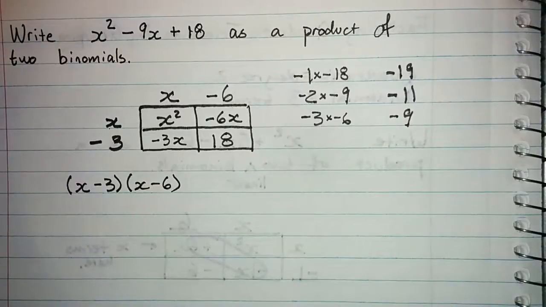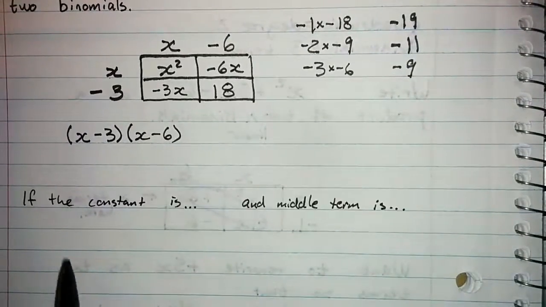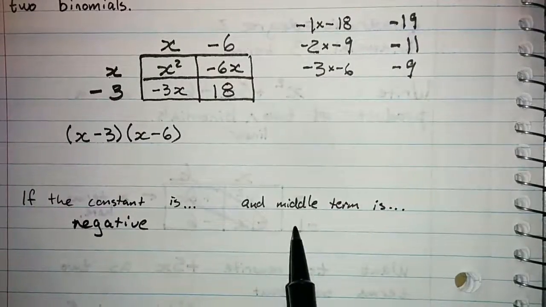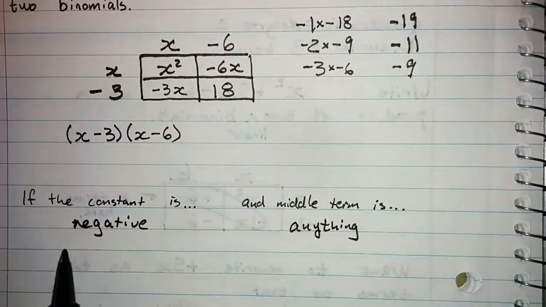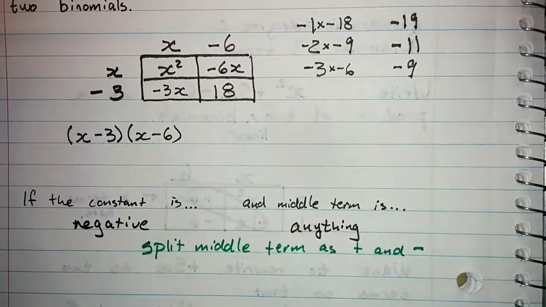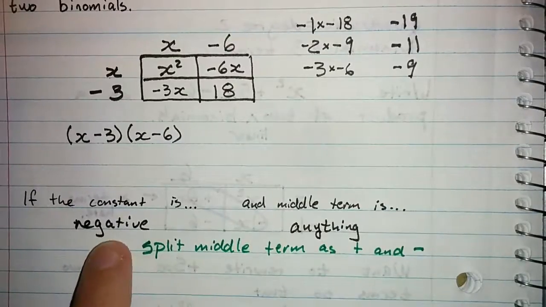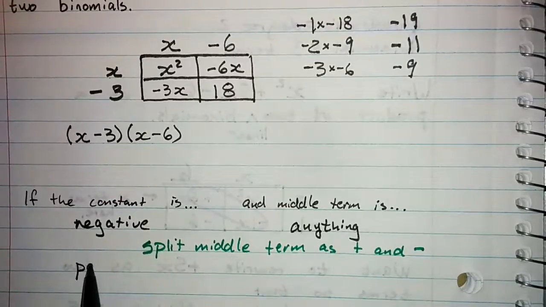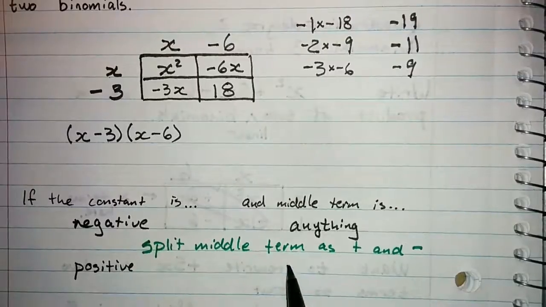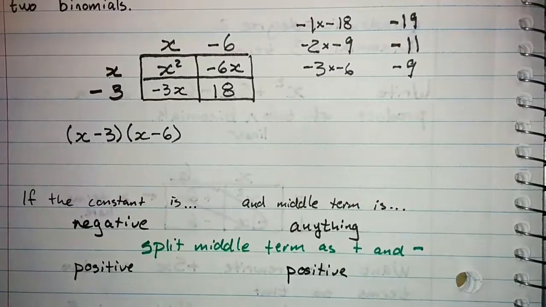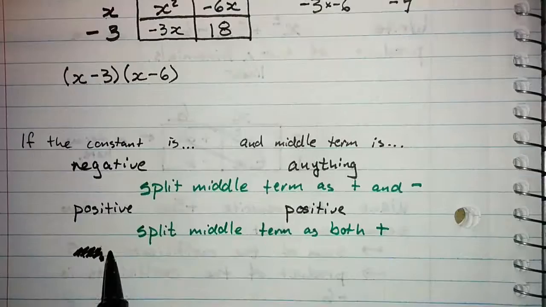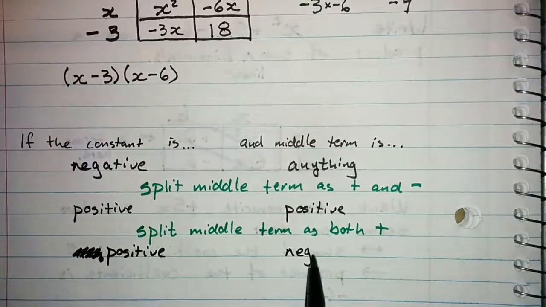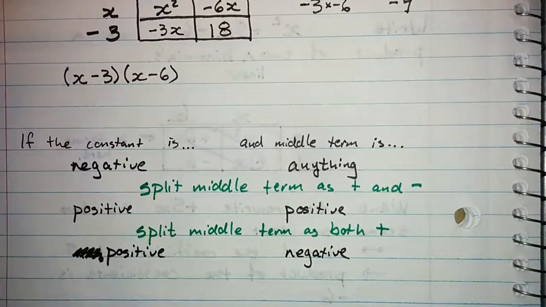Notice what we saw with the signs. When the constant was negative and the middle term is anything, when we split up the middle term, we have one positive and one negative, because that's what we need for the product to be negative. When the constant was positive and the middle term was positive, when we split up the middle term, they were both positive. When the constant was positive and the middle term was negative, then we split up the middle term as both negative.